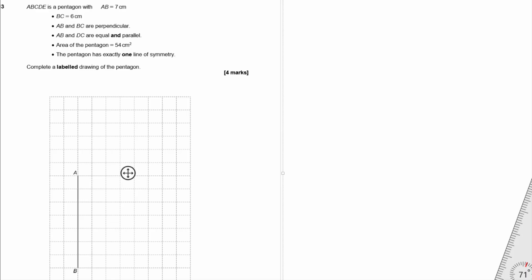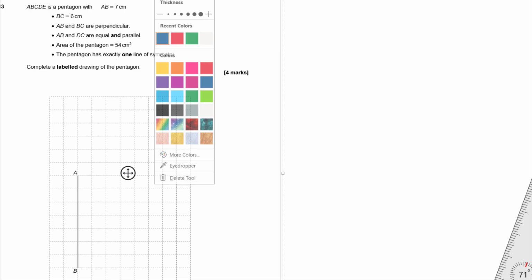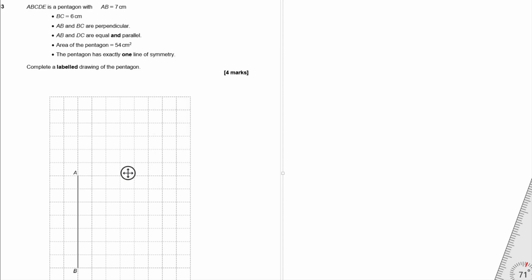Okay, so what's this going to look like? I think I might sketch it first, because whenever I've got a nice piece of grid paper or graph paper, I don't want to mess it up. So it might be worth planning it out first. So I've got my line AB, which I know is 7. And then I know that AB and BC are perpendicular. So if this is AB, I'm going to have a line going off in this direction, which is at right angles, and it's going to end at C. Okay, AB and DC are equal and parallel. So that means DC is going to be parallel to AB.